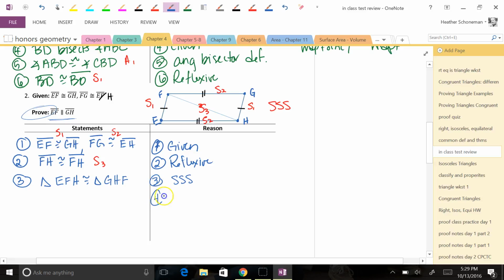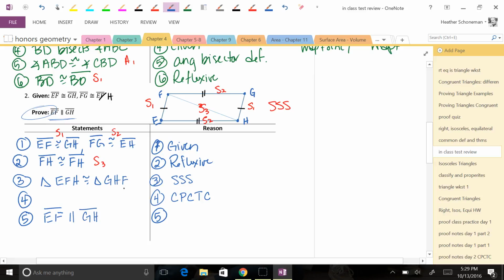So we know this next reason has to be CPCTC. And since this doesn't say something is congruent to something, we know that it's going to have to go 2 steps after the triangles are congruent. And this is going to be EF is parallel to GH. That looks funny. Let's try it nicer. Parallel to GH. So now that we know that, let's see if we can fill in the blanks.